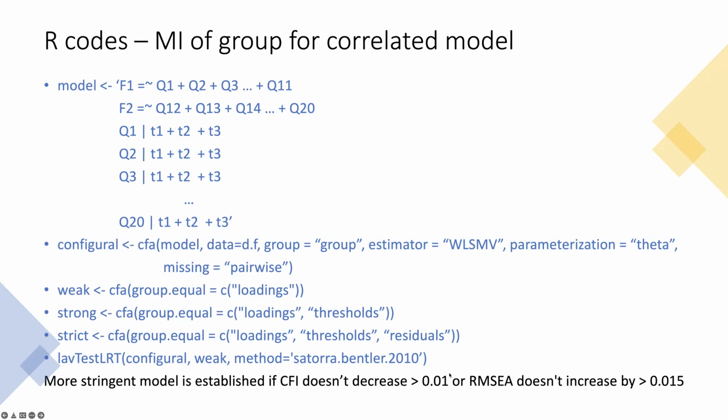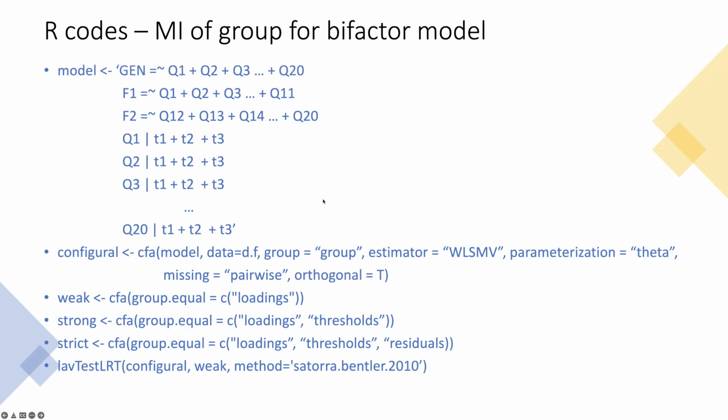When you run this, you get all these results. So this is for group, and then for the correlated model. For the bifactor model, it is pretty much the same. You just add in the general factor with the 20 questions loading onto it. Here is exactly the same as the previous. You just have to add in orthogonal equals true to make sure your factors aren't correlated, and everything else stays exactly the same with the group equal loadings.